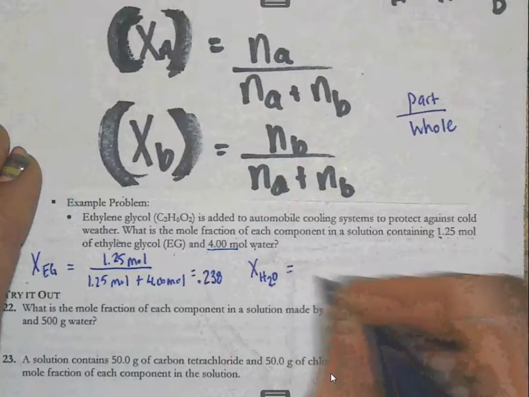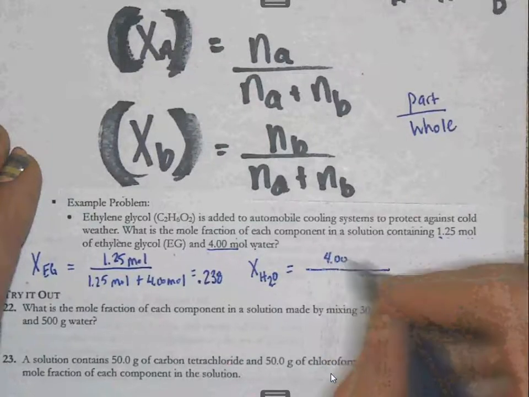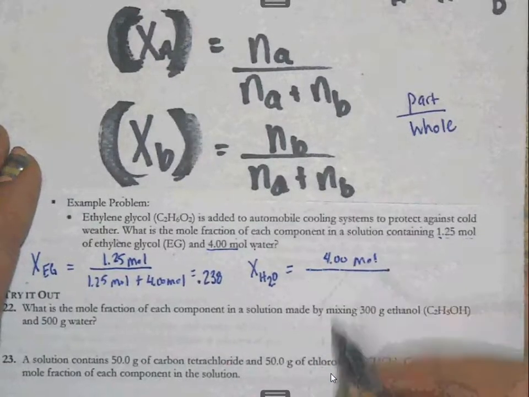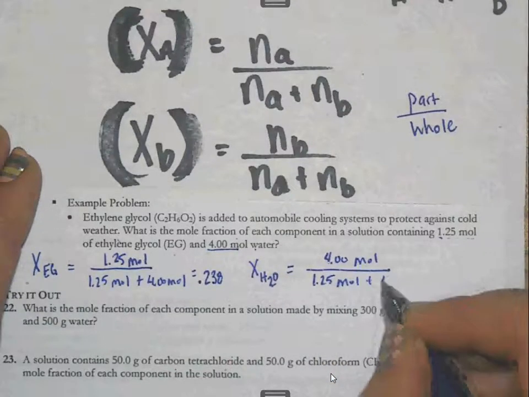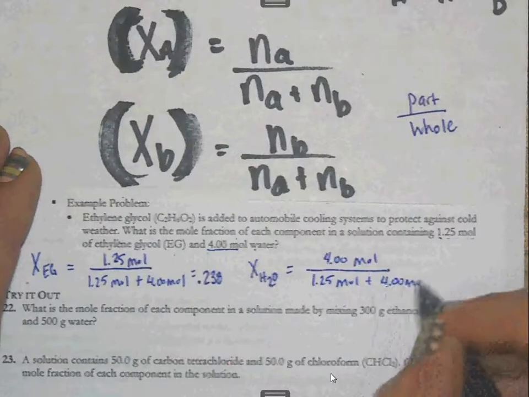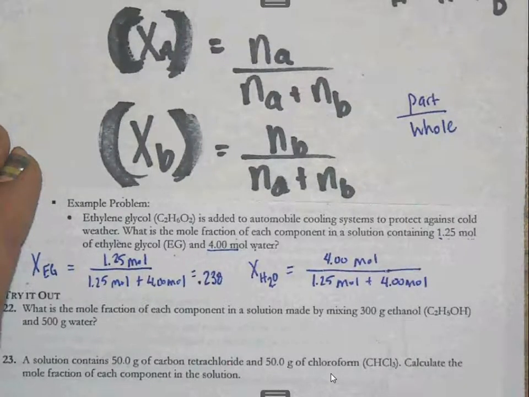Okay, so if I do it for the water, then it's going to be 4 on top because there's 4 moles of water, and the bottom is going to be exactly the same because it's still a solution that has 1.25 moles of ethylene glycol and 4 moles of water. So now I've got 4 divided by 5.25, and I'll get 0.762.